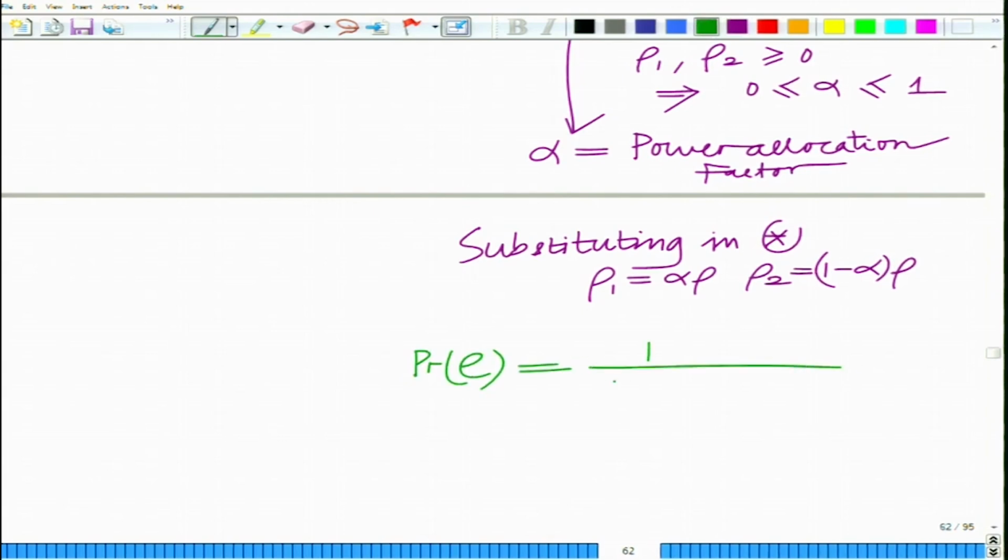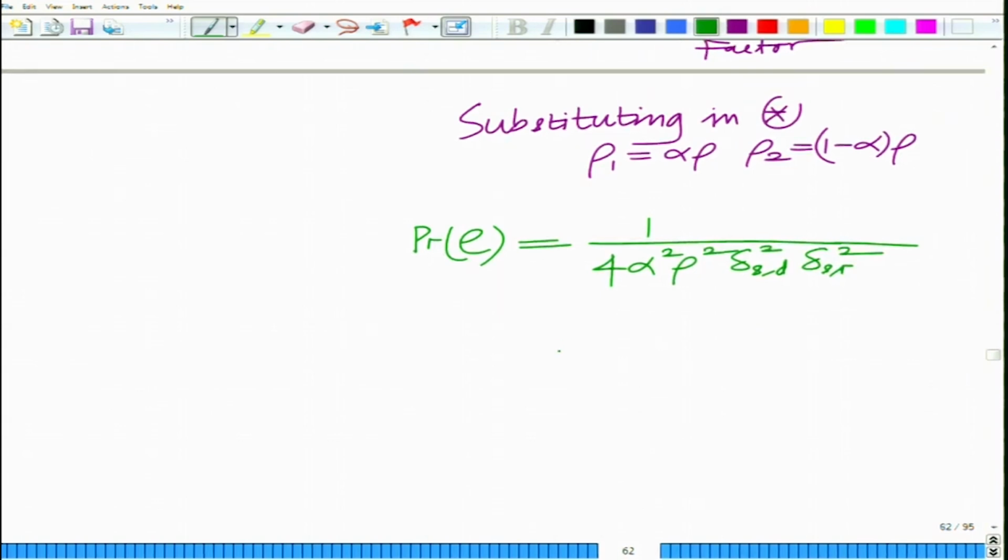This equals 1 over 4 alpha square rho square delta SD square delta SR square, plus, or not 1 over, in fact this is 3 over 4 alpha into 1 minus alpha into rho square delta SD square delta RD square.